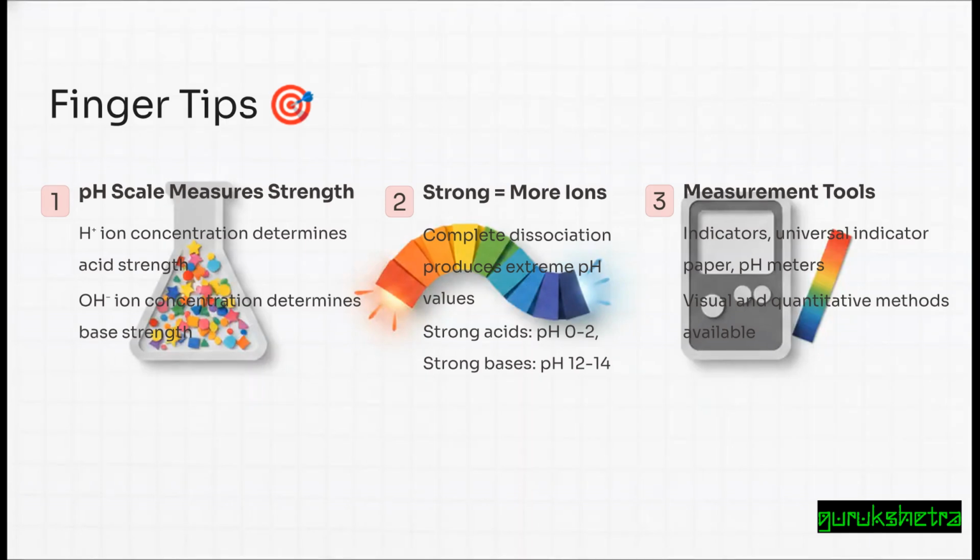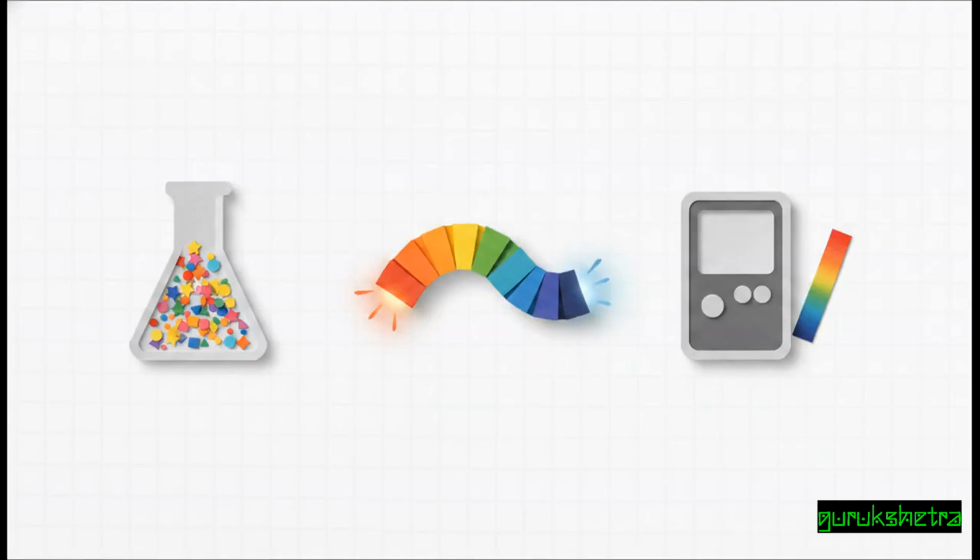Number 1, the pH scale measures H+ and OH- ion concentration to determine a solution's strength. Number 2, strong chemically means complete dissociation, producing an avalanche of ions and giving us those extreme pH values at the very edges of our scale. And number 3, we have an awesome arsenal of tools, from visual universal indicator paper to super precise digital pH meters, to measure all of this accurately.